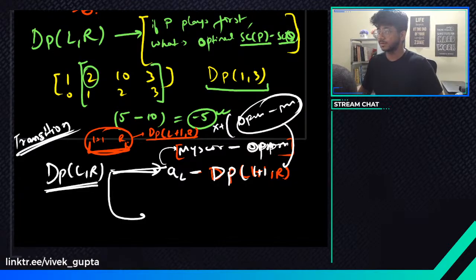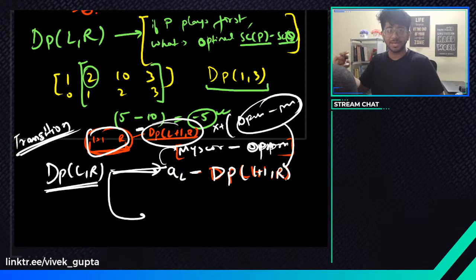So in this range, my opponent score minus my score is going to be equal to this. Minus of this will be my score minus opponent score in this range, and then I add that. So we subtract dp of L plus 1 to R. This is the most crucial step of this. If you have got this idea, then you are almost done with the problem.